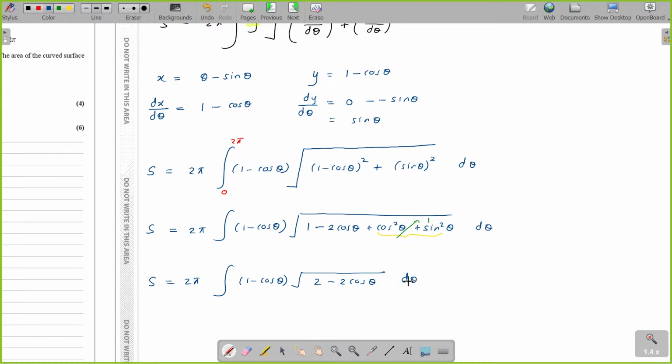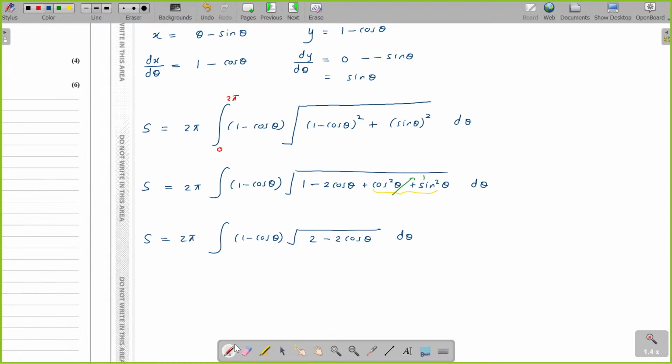And now you can take 2 out. Basically, if you take 2 out, you can take it out as a root 2. Root 2 is a constant which can even come out of the integral sign, because the integral is with respect to theta. So the others can all come out. Because I have taken root 2 out, it will be 1 minus cos theta to the power half.